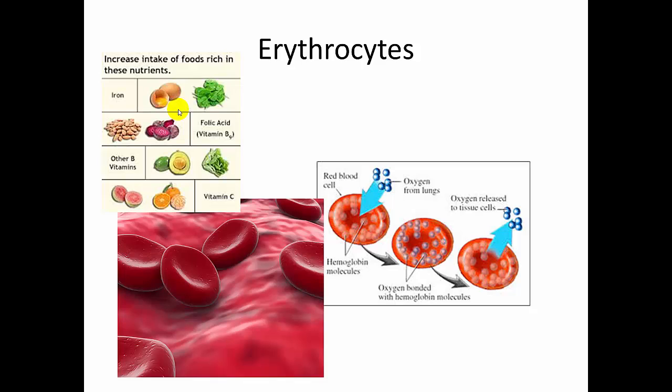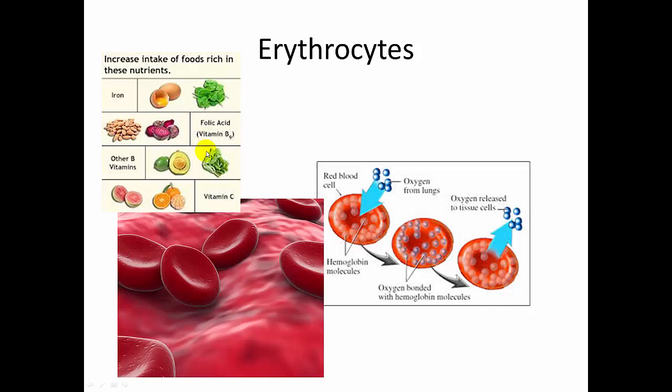You can see that folic acid, which is vitamin B9, comes from beans and legumes. Other B vitamins come from, again, our green leafies, avocados, which are an awesome source of B vitamins. And then, of course, we need vitamin C. Vitamin C is always important in growth of tissues. So it is an essential vitamin.